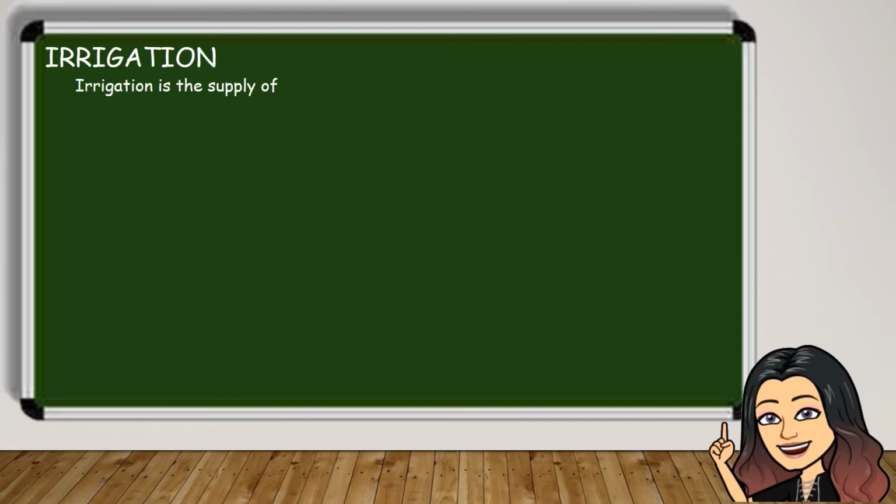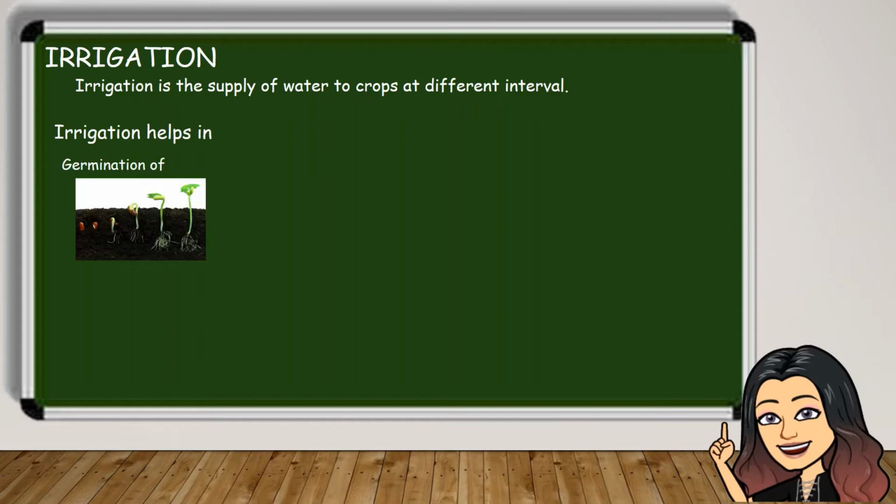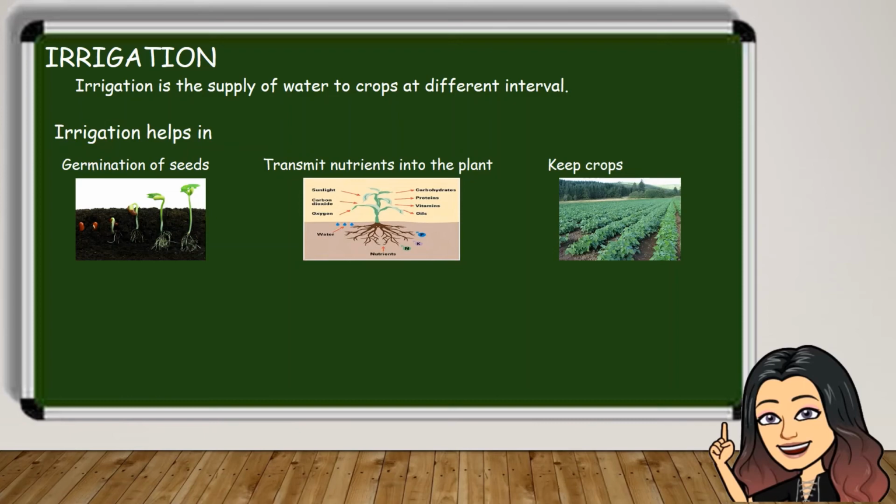After proper nutrients, crops require water, which is supplied by the irrigation process. Irrigation is the supply of water to crops at different intervals. Irrigation helps in germination of seeds, transmits nutrients into the plant, and keeps crops healthy.